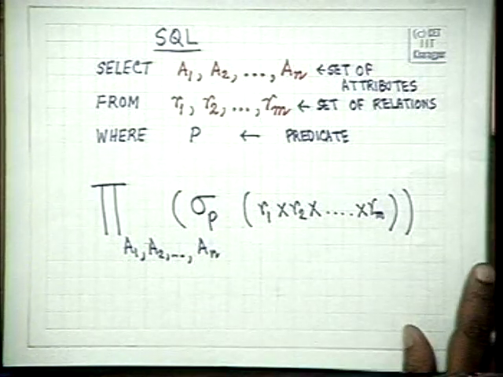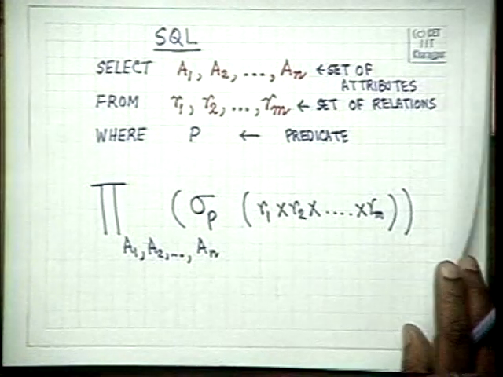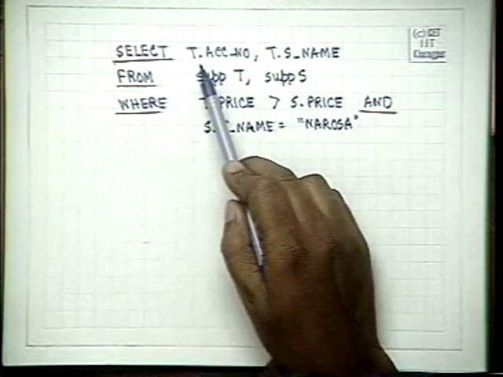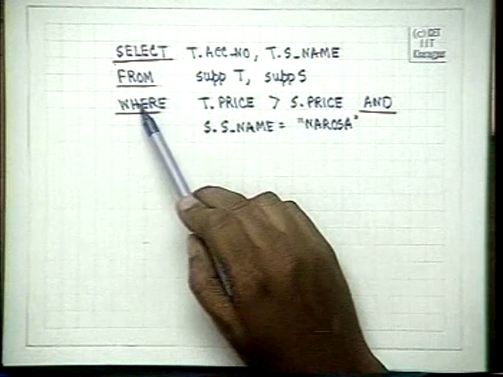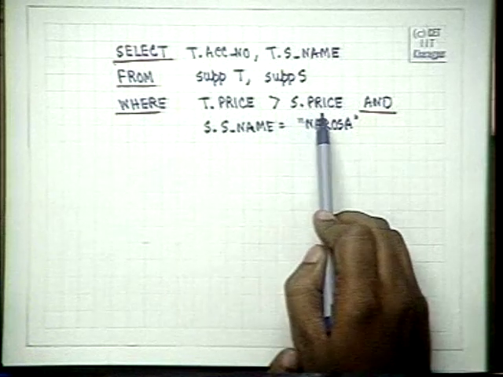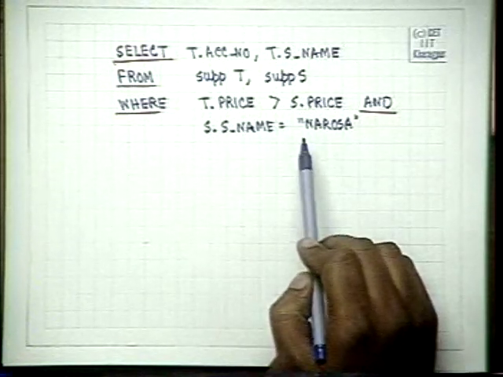We have seen several simple examples of these, and among them we saw how to select attributes, how to do a natural join, and how to rename variables so that we can do a natural join or combine the same relation using different names. We shall continue with those examples, and bring back the example we were doing last. The example was: select T.accession number, T.S name from sub T, sub S where T.price is greater than S.price and S.S name is equal to Narosa.